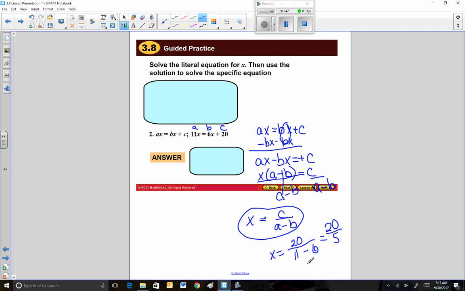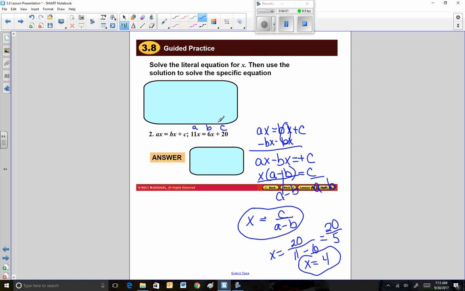I forgot to write the x equals. X therefore equals 20 divided by 5, which is 4. So we can take a 4 and substitute it in here, and it will make the statement true. Therefore, we found the literal equation solution, and then we also looked at using that literal equation to solve for this problem, and we got x equals 4.